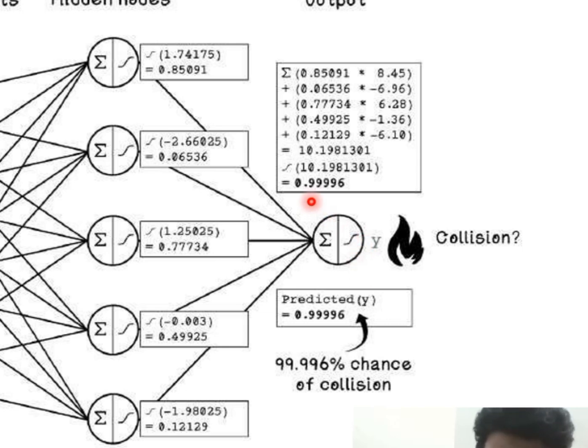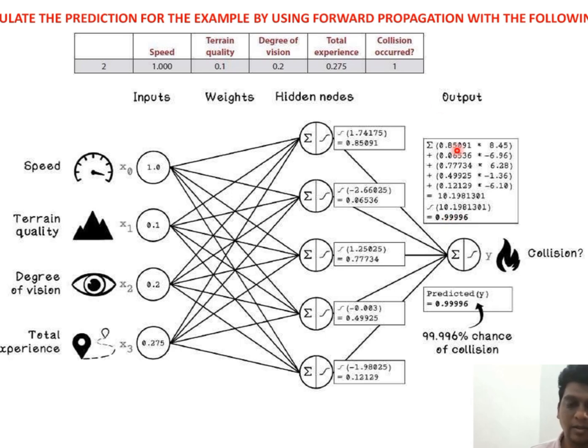It is found as 0.99996, which means it has a 99.996% chance of collision, predicted correctly. So the collision occurred here. Similarly, for all the values in that row, we can check whether the collision occurred is yes or no.